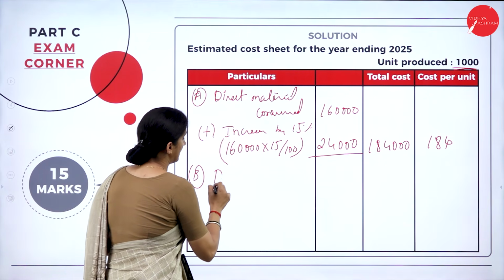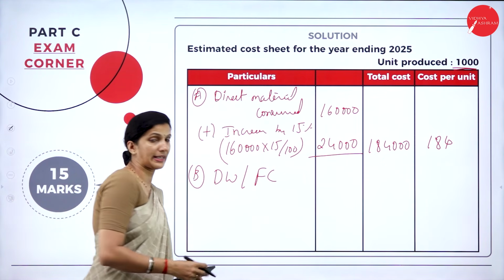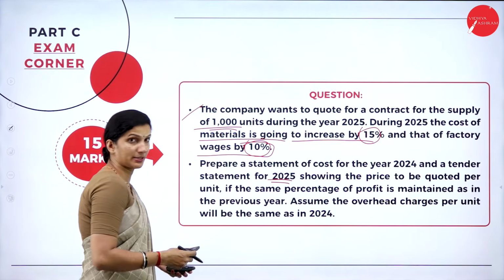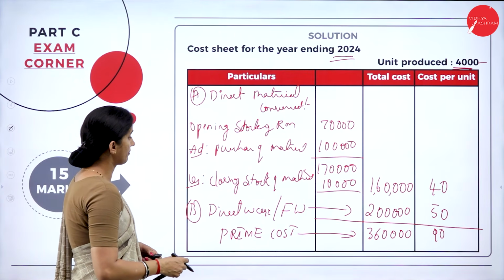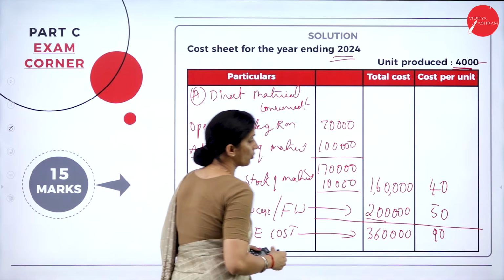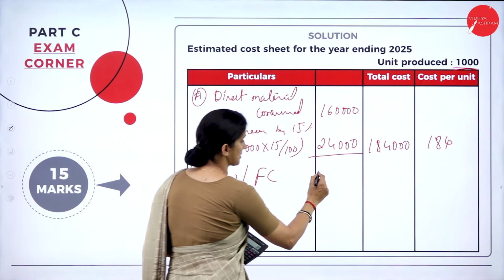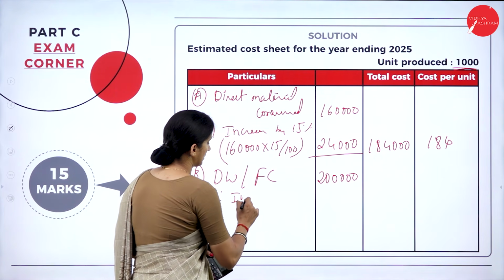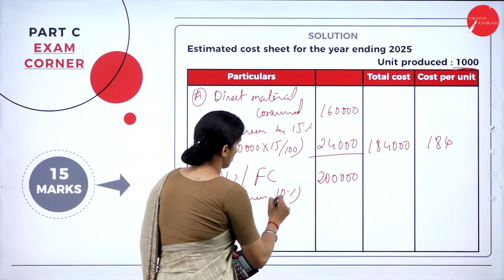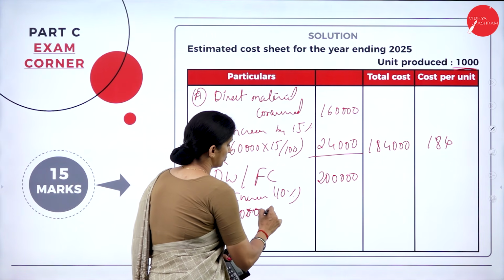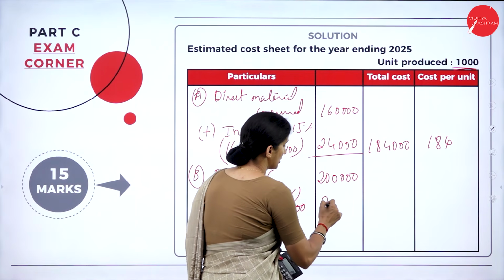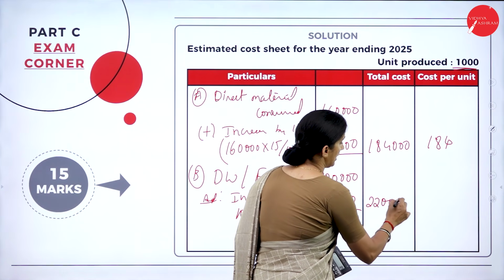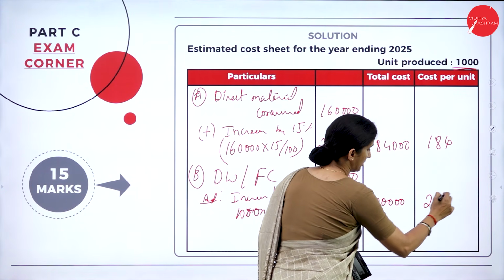Then B, we have the direct wage or factory wage. Again, it is given that the factory wage will increase by 10%. So your factory wage in the year 2024 is 2 lakh and it will increase by 10%. So 10% on 2 lakh will be 20,000. So your factory wage or direct wage will be 2,20,000 divided by 1,000. Your 220 will be the per unit rate.